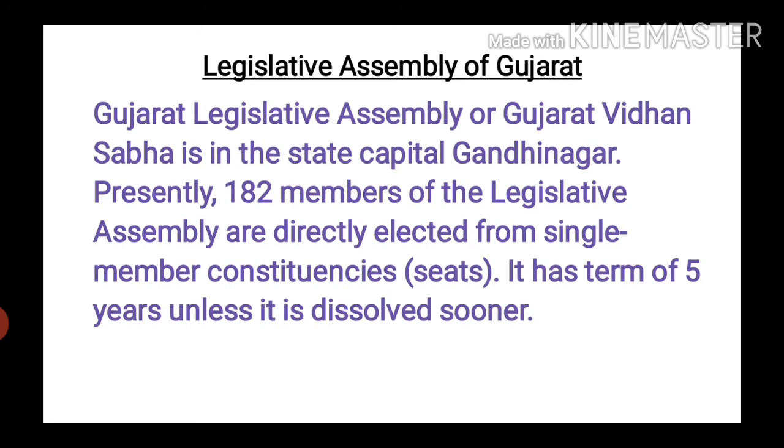Now let's learn about the Legislative Assembly of Gujarat. The Gujarat Legislative Assembly, or the Gujarat Vidhan Sabha, is in the state capital. And which is the capital of Gujarat? Gandhinagar. Currently 182 members of the Legislative Assembly are directly elected from single member constituencies, that is the seats, and it works for a term of 5 years until and unless it is forced to dissolve.